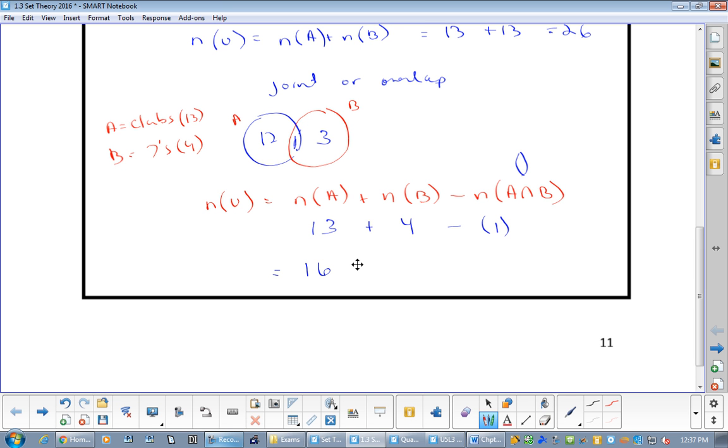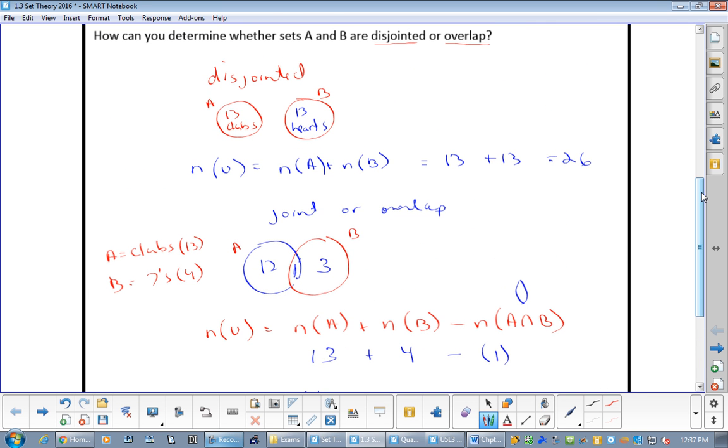Because when you do N of A plus N of B, it tells you what has been counted twice. Okay? So we can see the difference between our two formulas. You need to know these two formulas. This one is when they are disjoint. You will use this formula when they overlap. Disjoint you could do in grade 3.